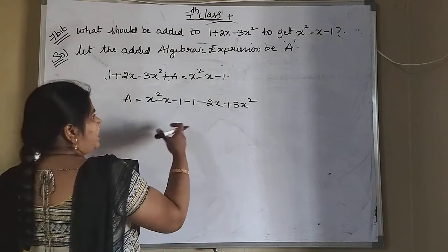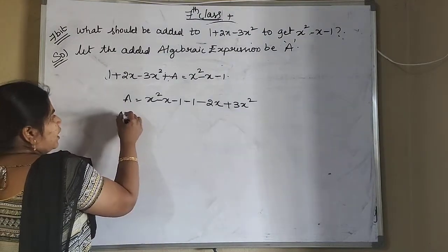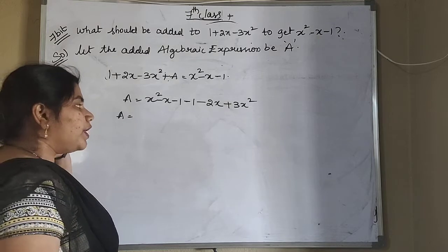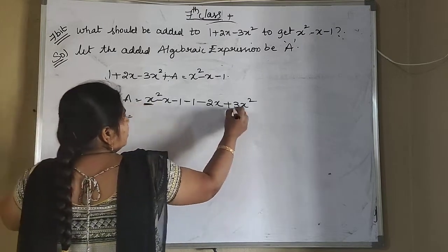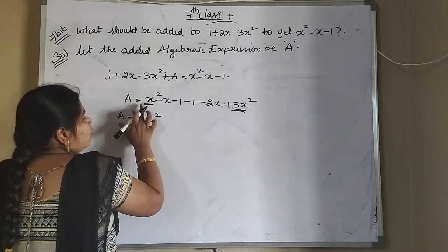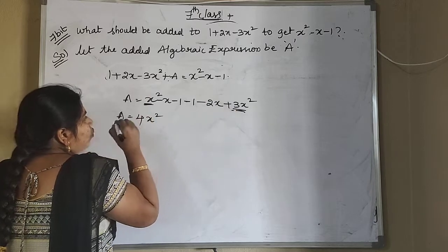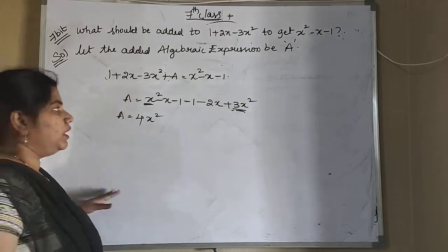Now, by seeing the like terms, you can add and subtract here. A is equal to, first the x square terms you take: x square, 1 plus 3 will be 4.